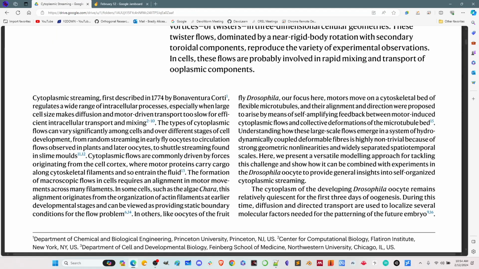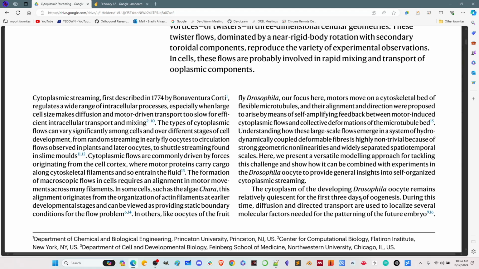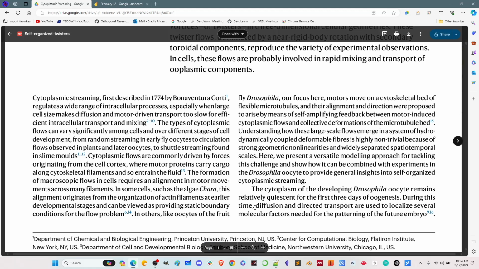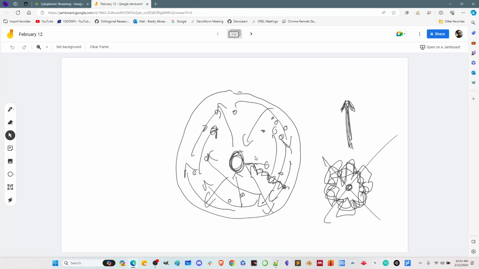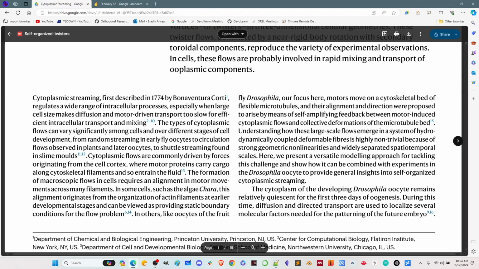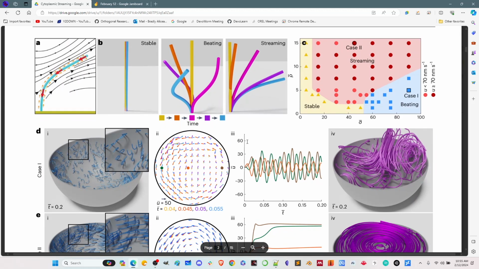So the cytoplasm of the developing Drosophila oocyte remains relatively quiescent for the first 3 days of oogenesis. So this is very early development. During this time, there is a combination of diffusion and directed transport. So you have diffusion on one of these flows like we showed here, and those things combine in a way that allows molecular factors to localize and get to the place that they need to go for patterning. So what we have is a model where flows can disrupt compartmentalization, but they can also promote compartmentalization and patterning.